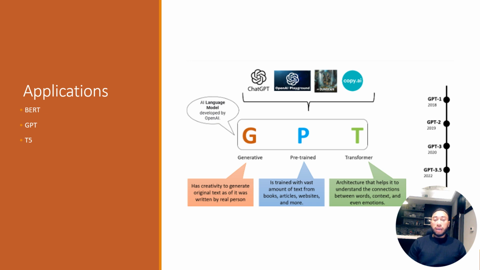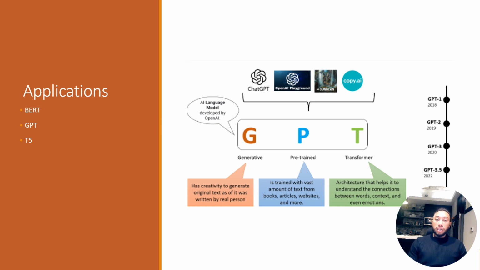And at the end of the day, the explanation for ChatGPT, or GPT in general, is that the G stands for generative, which means that it has the creativity to generate original text as if it was written by a real person. It can absorb input and then generate new text. The P stands for pre-trained, which means that it is trained with a vast amount of text from books, articles, websites, and more, and it can conduct generalization or summaries. But finally, the transformer is what ties all of this together.